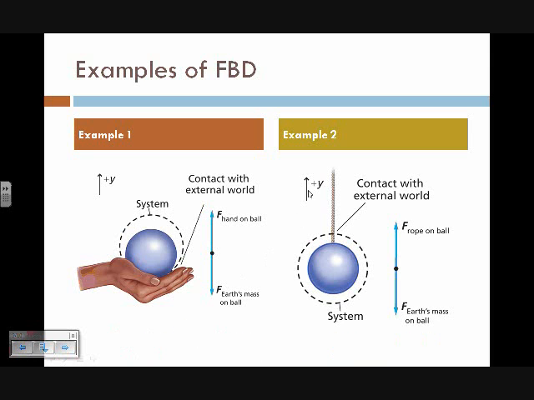In this second example, you've actually got a string holding the ball up. So the contact is coming from the string, not from your hand. But you'll notice in this case that we still show the force of the rope going up and the force of Earth's mass on that ball going down. Okay, so even though you're pulling it here, we're not going to show that force down there pushing up. We're going to show it on the top.